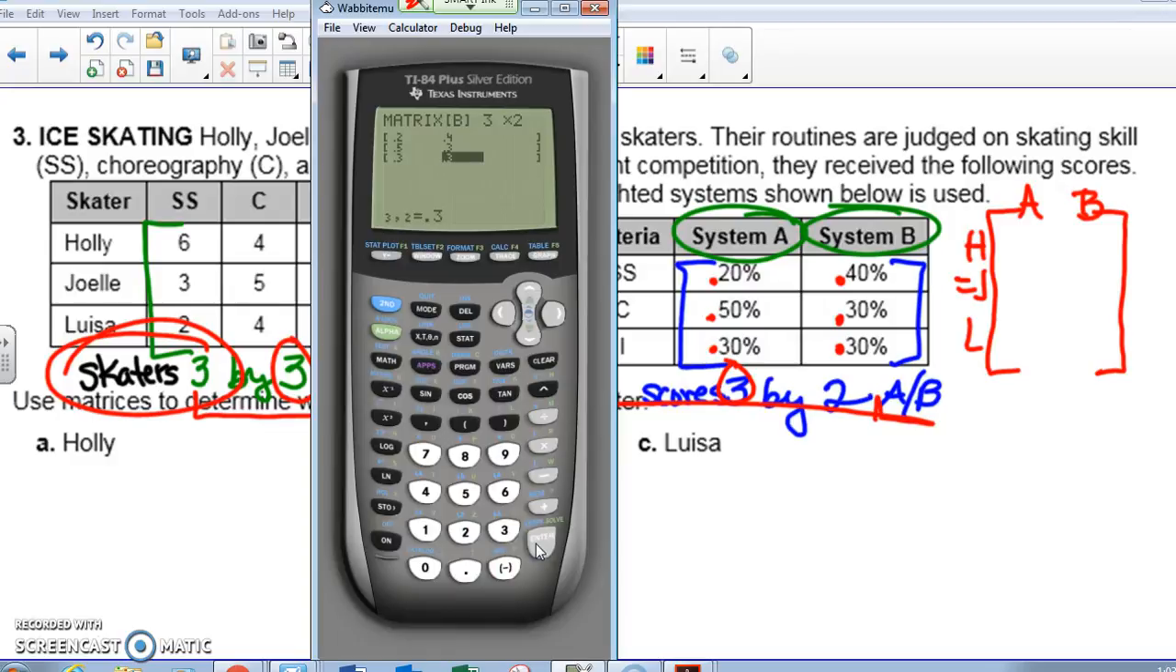Yes. I'm not sure I have them right. Does that say 0.3 right there? It does, okay.